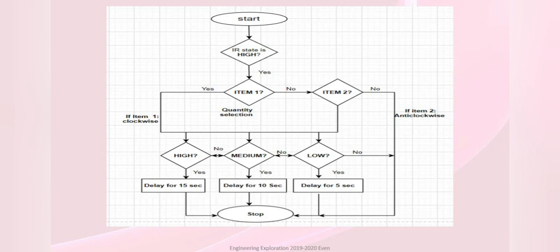Similarly, if the input is not item 1, the input is item 2, then the same process takes place. The user has to select the quantity. If the quantity is high, then the delay for 15 seconds will work. If the quantity is medium or low, then the delay for 10 or 5 seconds will work and that much amount of food will dispense into the plate. After this whole process, the whole flow will come to a stop. After the process stops, the LED will blink.